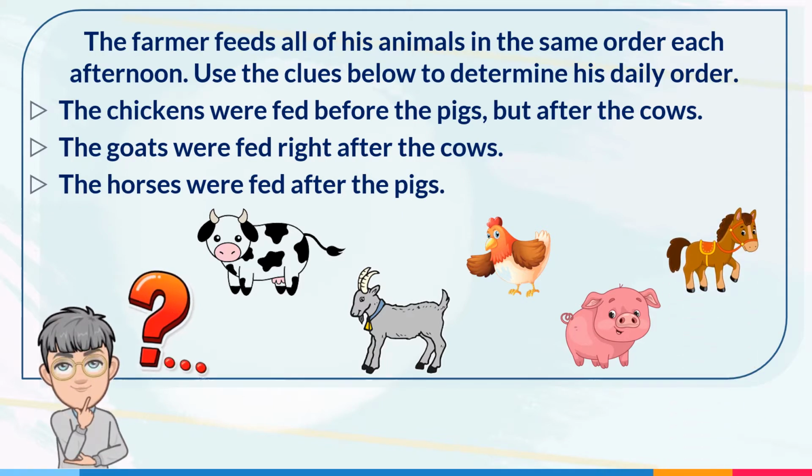So, the farmer's daily order in feeding the animals starts from the cows to the goats, then chickens, after are pigs, and lastly, the horses.